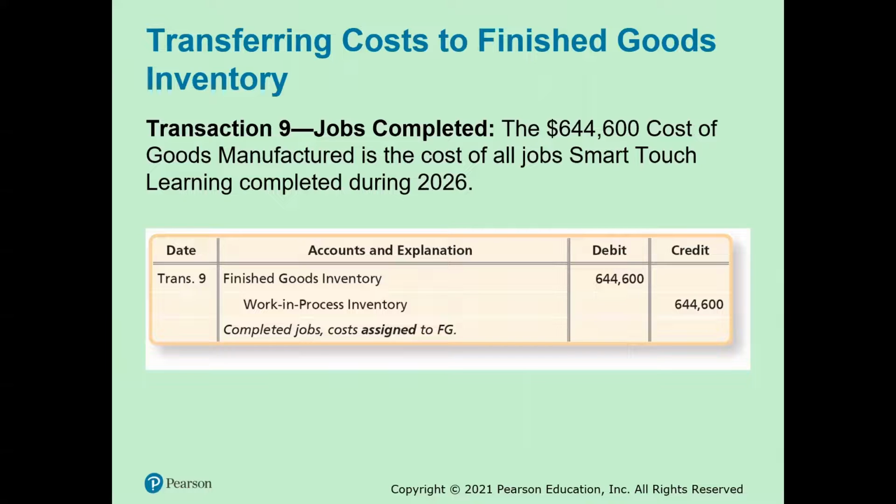Normally, journal entries would be made as each individual job is completed, but we are showing it as one summary journal entry, transaction number 9. The cost of goods manufactured is transferred from work in process inventory to finished goods inventory as jobs are completed and moved into the finished goods storage area. The cost of goods completed during 2026 is $644,600. So you see there's a debit to finished goods inventory and a credit to work in process inventory for the amounts of $644,600.